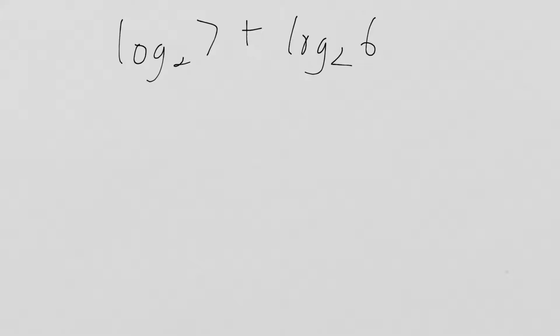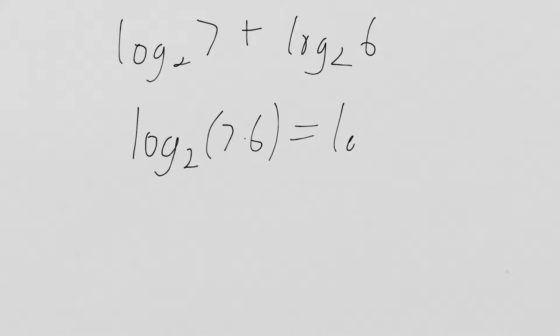So using our product property, we know that anything added together with the same base is the same as the product. So we can change this to log base 2 of 7 times 6. It is the same as log base 2 of 42. There we go. Log base 2, 42. And that's all they require in your book.